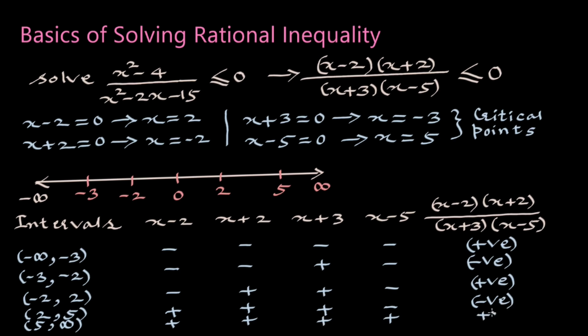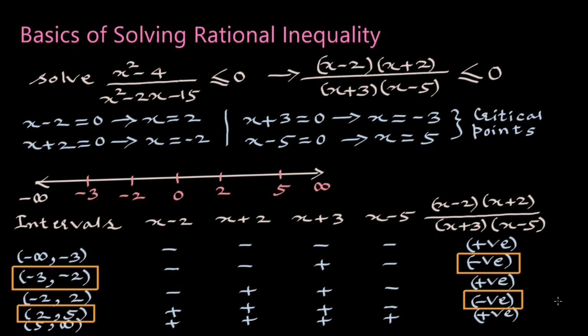Now the two intervals, minus 3 to minus 2 and 2 to 5, make the rational function negative. So the solution set of this rational inequality will be the union of these two intervals, minus 3 to minus 2 union 2 to 5, which can be shown on a number line: minus 3 to minus 2 excluding minus 3 and minus 2, and the second interval from 2 to 5 excluding 2 and 5.